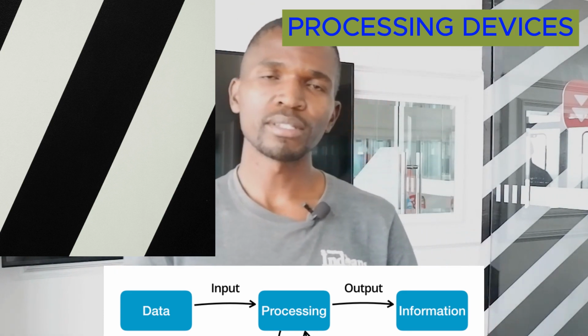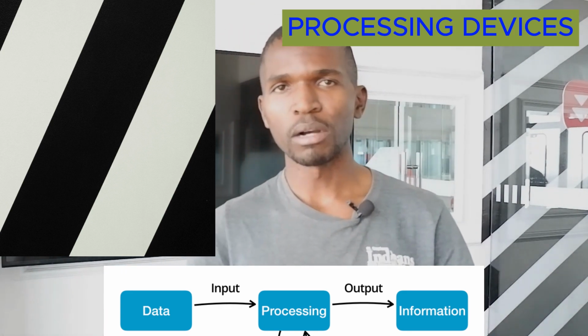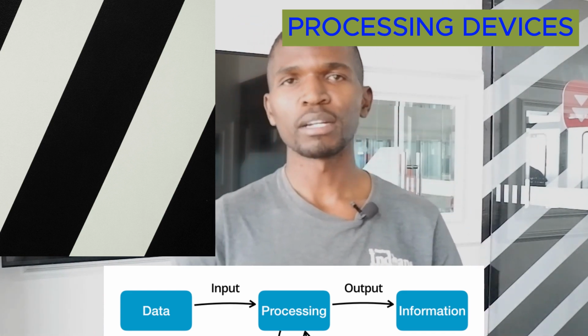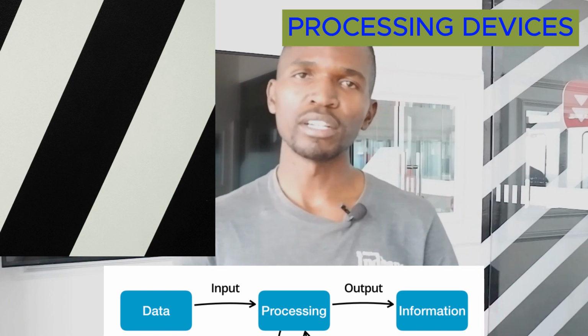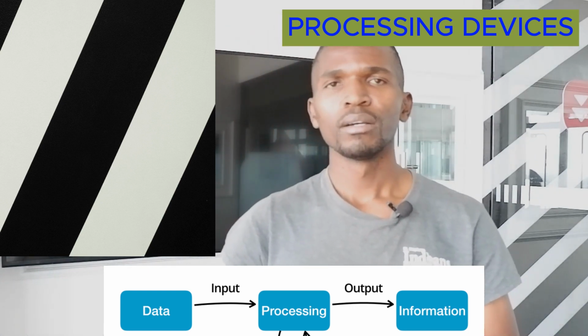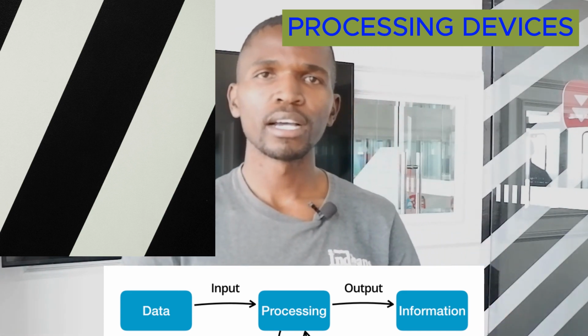So when a computer receives data through an input device such as a mouse or a keyboard, the data must first go through an intermediate stage before it can be sent as information through an output device such as a monitor, speaker, or a printer. Processing devices is any component in a computer that handles this intermediate stage. And this intermediate stage is handled by various processing devices such as the central processing unit or the CPU, the graphics processing unit or the GPU, the sound card, and the network card.